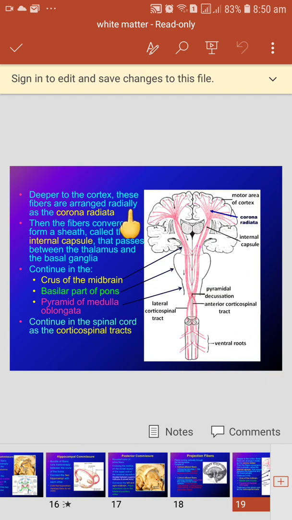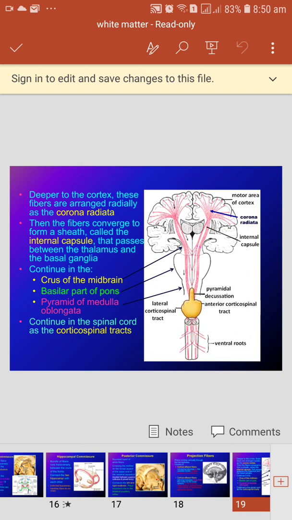Deeper to the cortex, these fibers are arranged radially as the corona radiata. You can see here, these are the corona radiata, arranged radially. Then the fibers converge to form a sheet called the internal capsule, which passes between the thalamus and the basal ganglia. Here is the thalamus and this is the basal ganglia. The internal capsule runs between them and continues in the crus of the midbrain, basilar part of the pons and pyramid of the medulla oblongata.